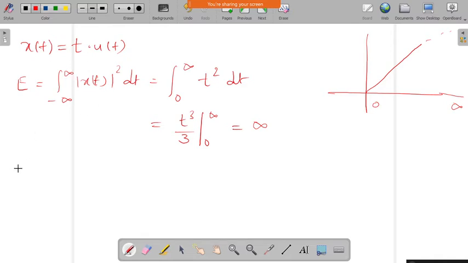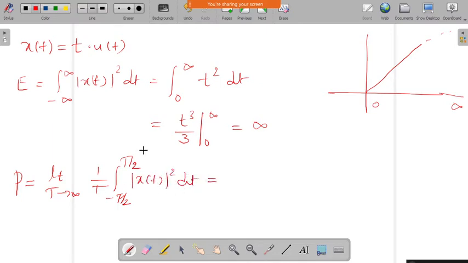But we need to find out what the power is. So let's see how to find the power. If it is finite power, then we can say it is a power signal. The limit as t tends to infinity of 1 over t, integral from minus t by 2 to plus t by 2 of x of t magnitude square into dt.